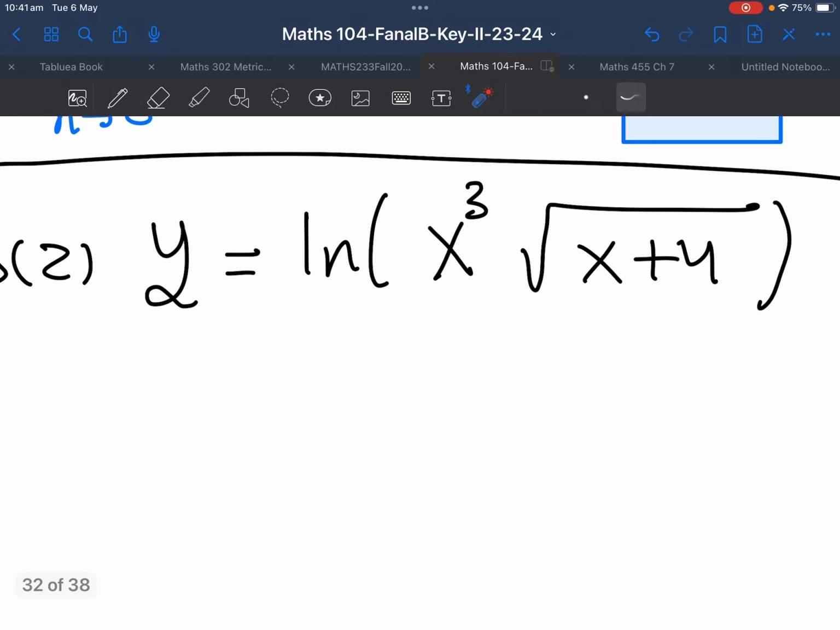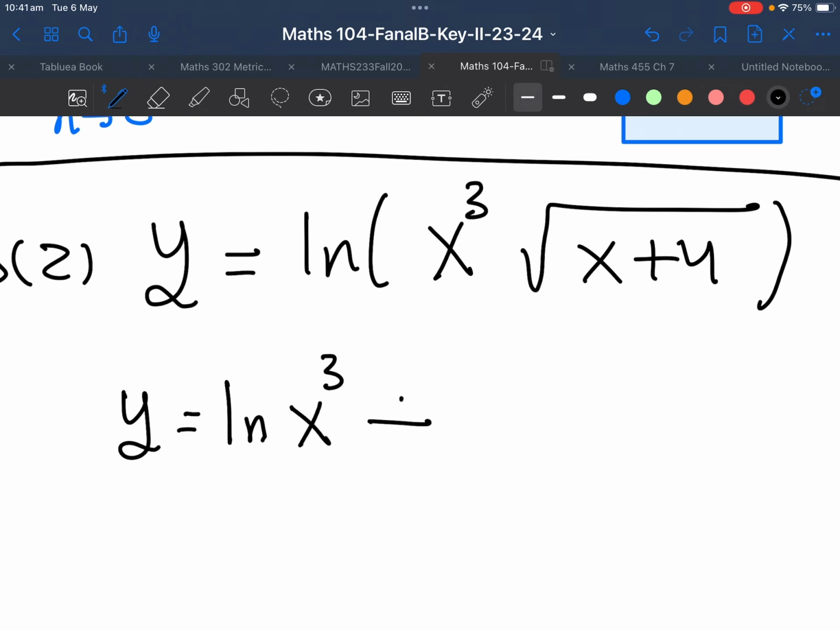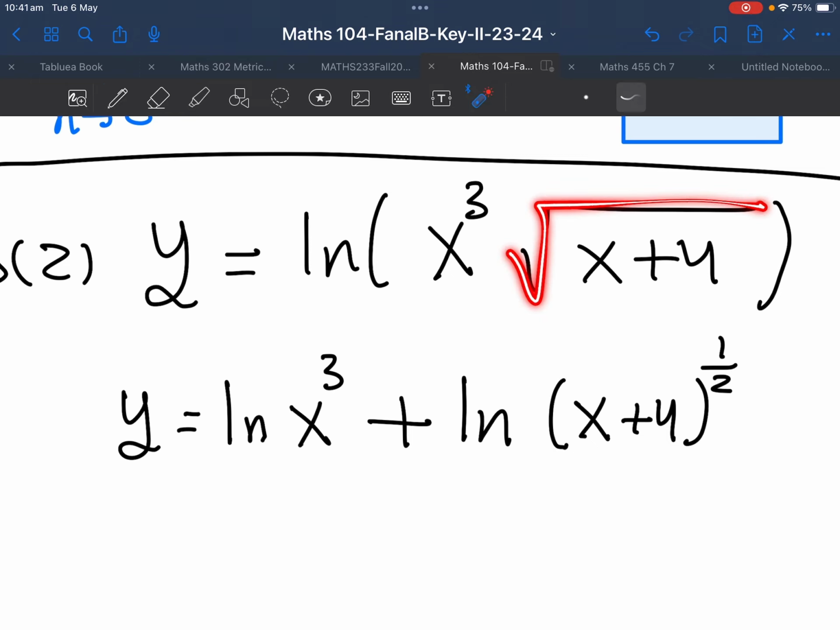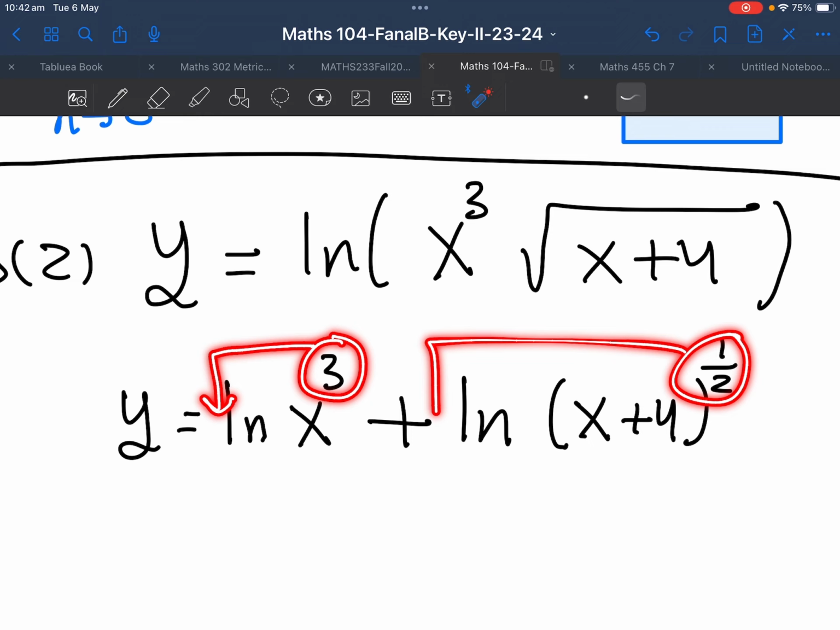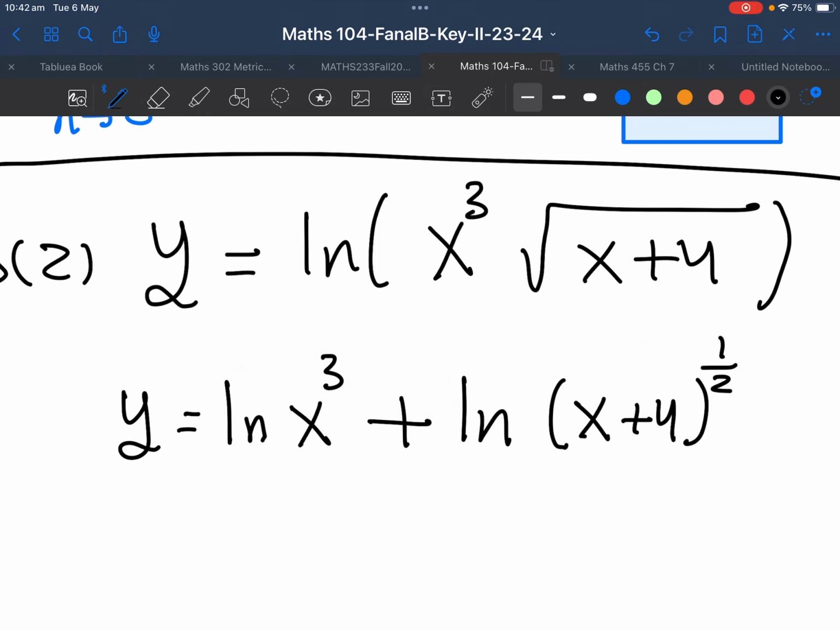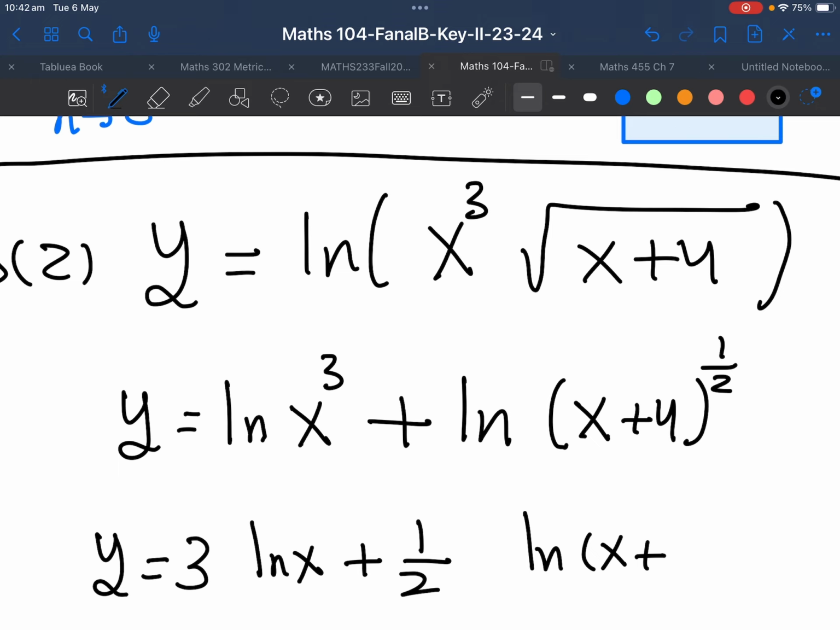Well, the first step, remember the ln can be distributed into the product. If there is a product, we can distribute the ln. So y equals ln of x power 3 plus ln of x plus 4 power half. Let me write the square root as power half. It's the same. Square root and power half are the same. The reason is that now the 3 will go down, the half will go down in front of the ln. So y would be equal to 3 ln x plus half ln of x plus 4.